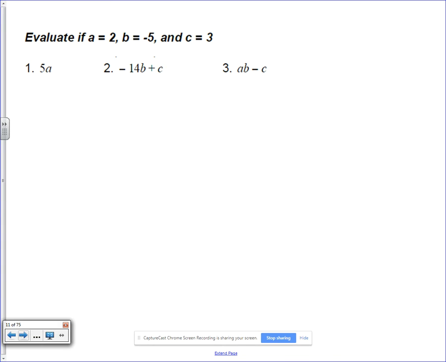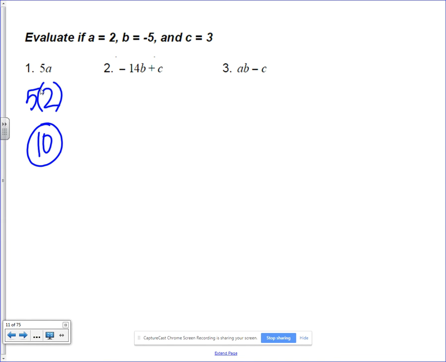Now, when I do that, am I going to go like that and make it 52? No. What's happening between the 5 and the a? It's multiplication. We're going to use parentheses. So what's the final answer here? 10? How are we doing? Dalton, you doing okay? 10. All right, let's move on to number 2.